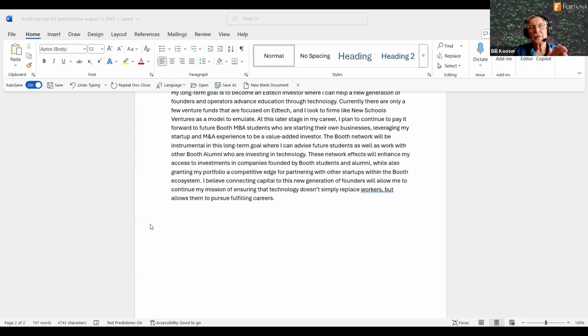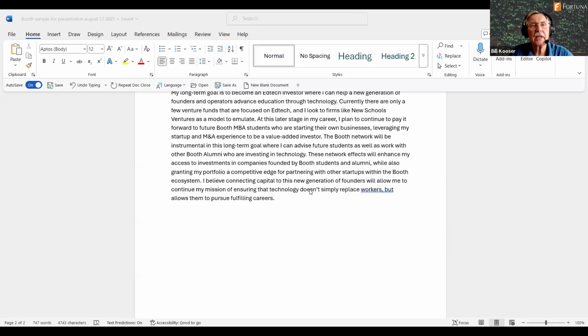So again, it opens with a story, gets to the goal, talks about his current skill set and what he needs, then goes in at length to what Booth is going to provide, and then eventually just summarizes with all of that, I can then achieve my career goal. So that's, again, a broad overview of one particular sample, but I think it gives a pretty good idea of a structure that you might consider.